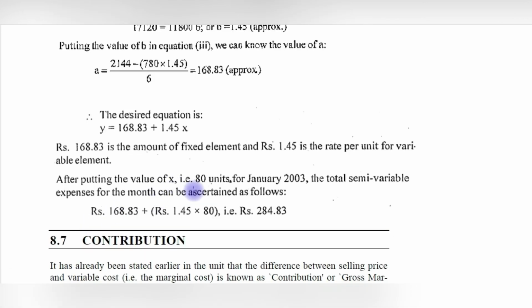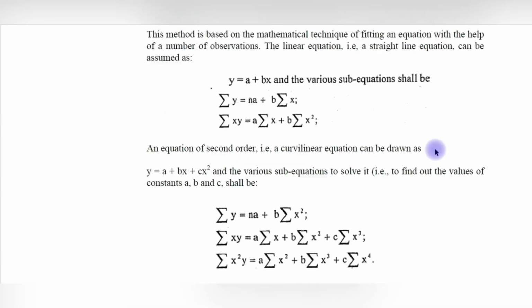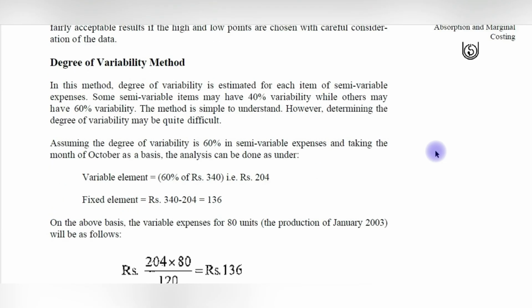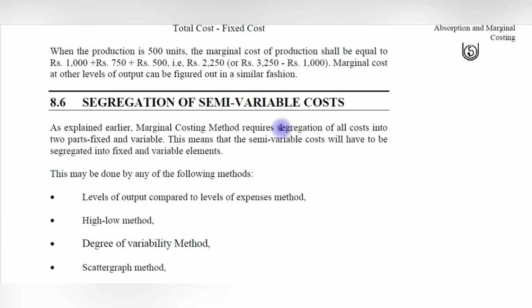After putting in the value, for example, for the month of January, it was given that 80 units are produced, meaning the x value is given. Production is represented on the x-axis, and we want to find the semi-variable part. The semi-variable part can be found using the y value. y equals fixed cost plus 1.45 times the number of units, that is 284.83. In this way, using the least squares method, we can find the variable cost. Okay, this is about finding variable costs.